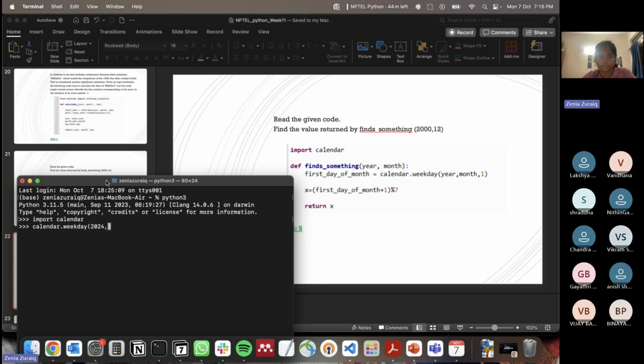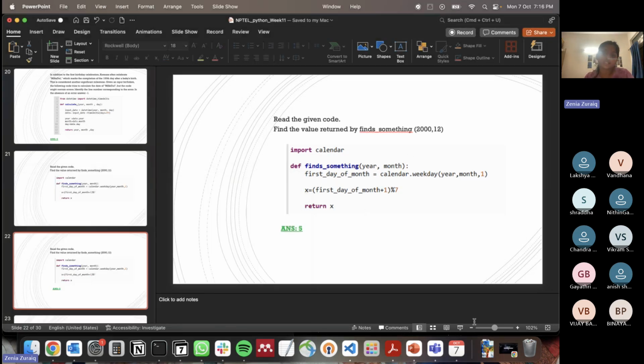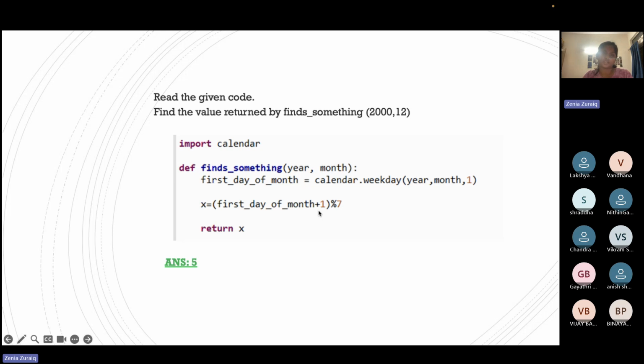Today's date, 2024, will give 10/7. Today is a Monday and it gives 0. So clearly this function gives 0 for Monday, 1 for Tuesday, 2 for Wednesday, so on till 6 for Sunday. But usually we count days starting from 1. They wanted to give 1 for Monday instead of 0 for Monday, which means Sunday is actually 0. So even though it is returning 4, which is Monday, Tuesday, Wednesday, Thursday, Friday, 0, 1, 2, 3, 4, because the plus 1 is there, the answer is 5. Does everyone understand why it's 5?